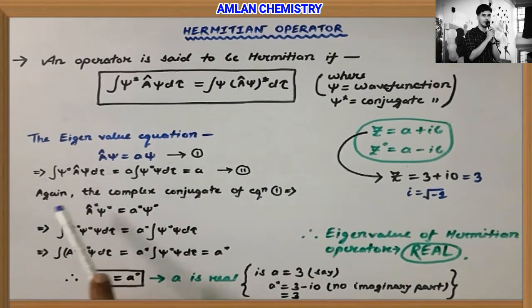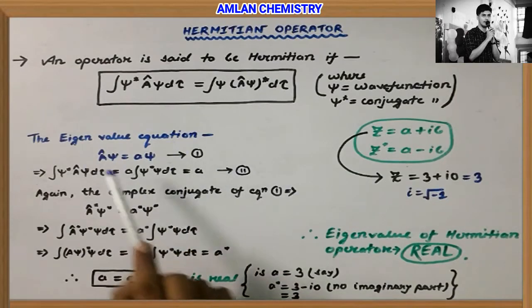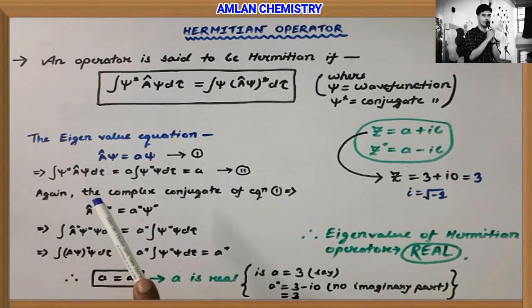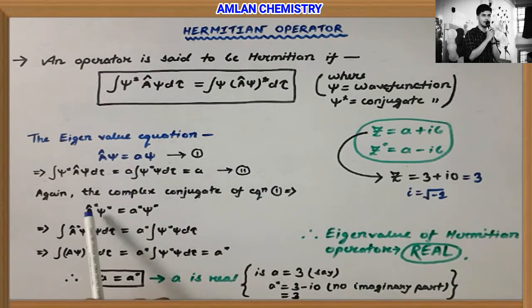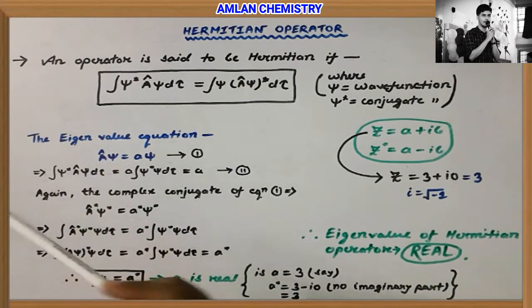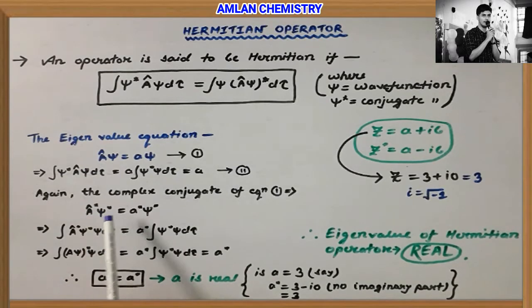Again, take the complex conjugate of this equation 1, the simple representation of the eigenvalue equation. If we take the complex conjugate of equation 1, we will get A cap psi whole star, which will eventually become a star into psi star, equal to small a star into psi star.